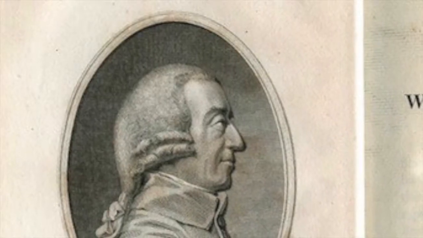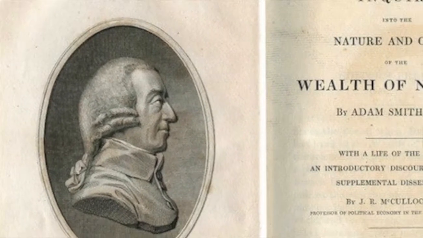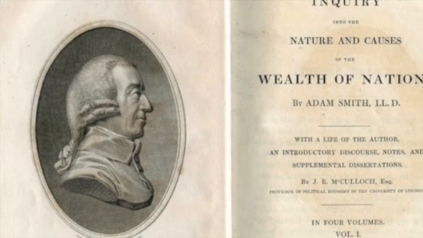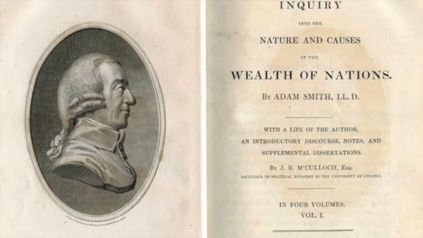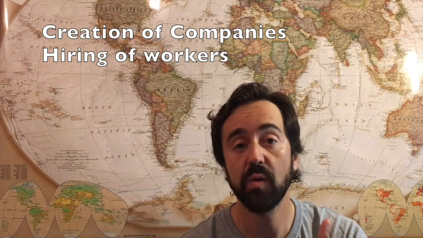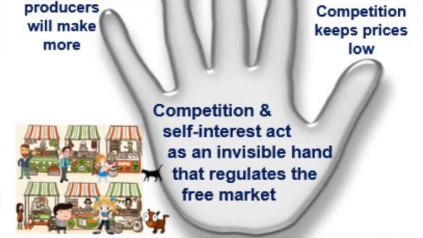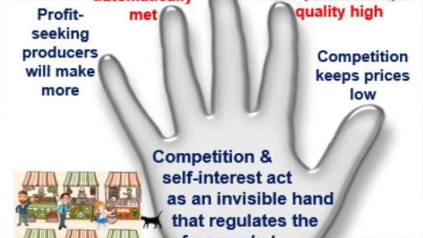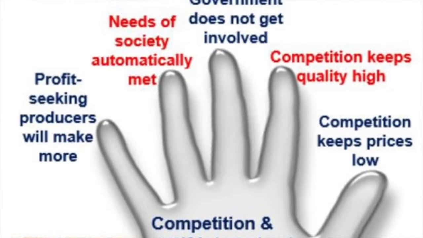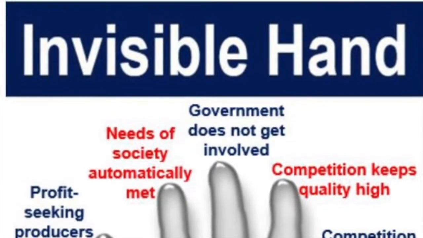Economic liberalism was an ideology based on the theories by Adam Smith in his book The Wealth of Nations. This theory says the economic activity should be ruled by the principle of economic freedom. According to this, we need freedom, first, to create companies, second, to hire workers, and third, to set the prices of our products. Freedom lets the economy adjust itself, so the intervention of the state is not necessary. Adam Smith called this way of adjusting the invisible hand.